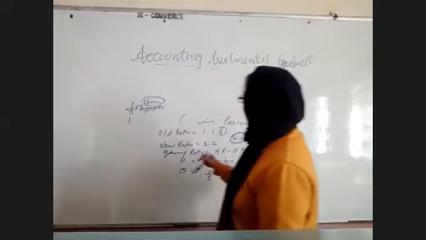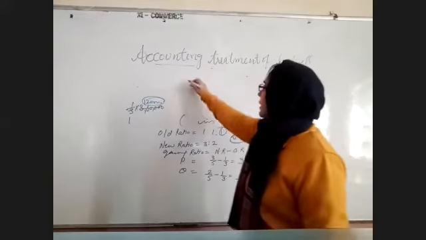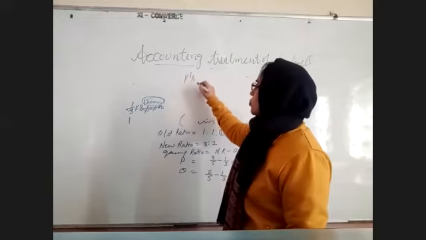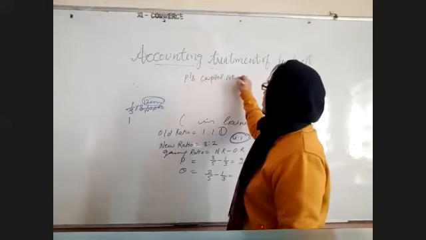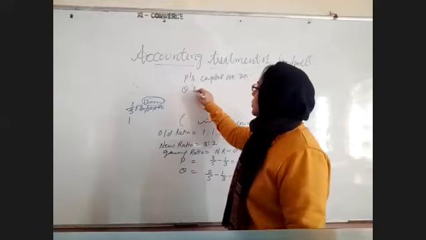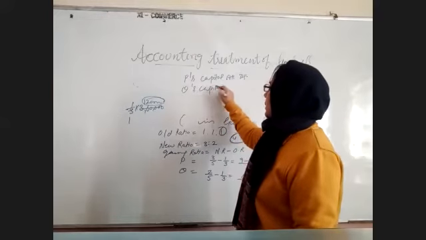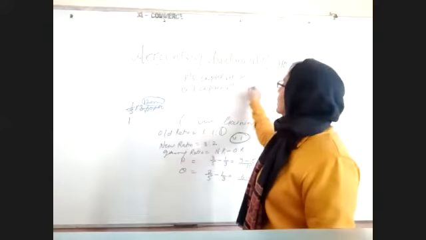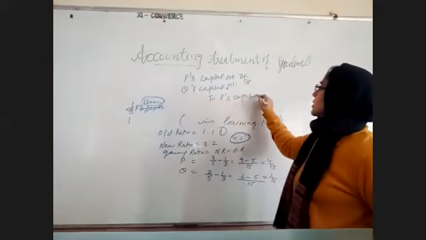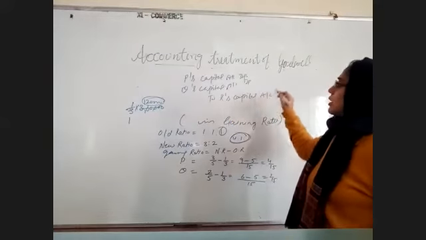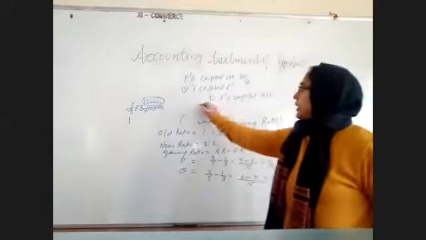In this question, continuing partners are P and Q. So P's capital account debit, Q's capital account debit, to R's capital account. Okay. In which ratio?